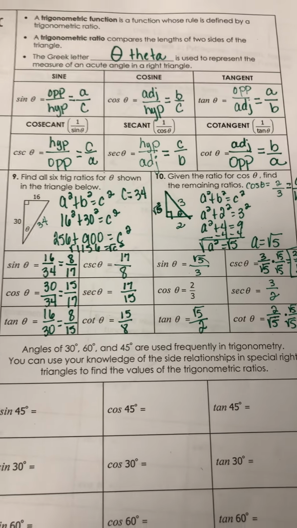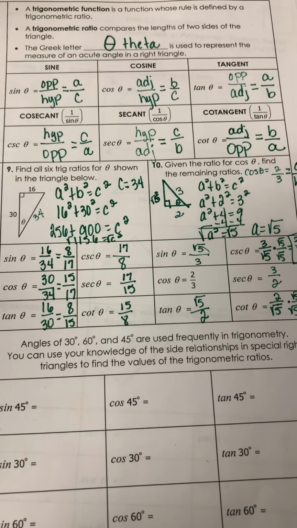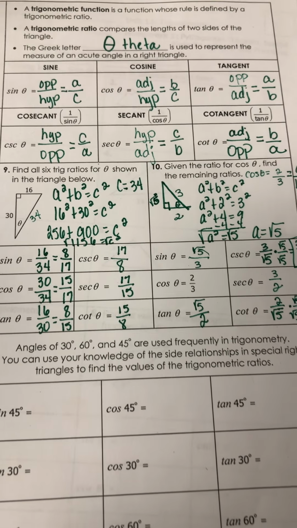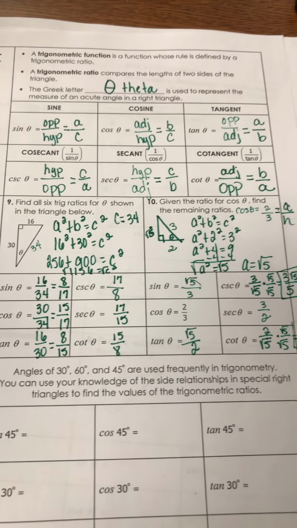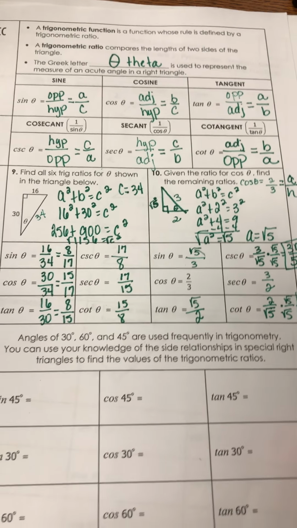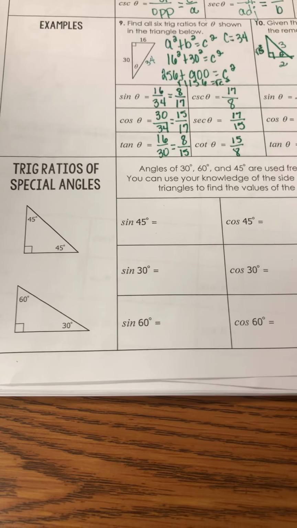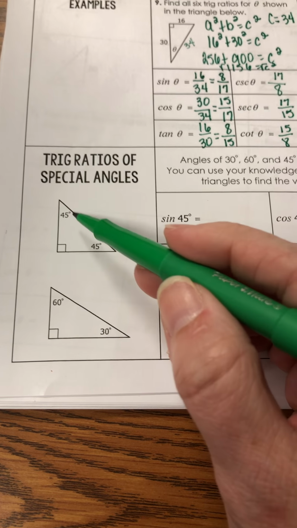Now, look over all of these problems, pause the video, look through everything, memorize these, commit them to memory, know them by heart, and write down any questions that you might have or anything that you didn't understand that I just went through. And now we're going to do this last section, which is finding the trig ratios of our special angles.